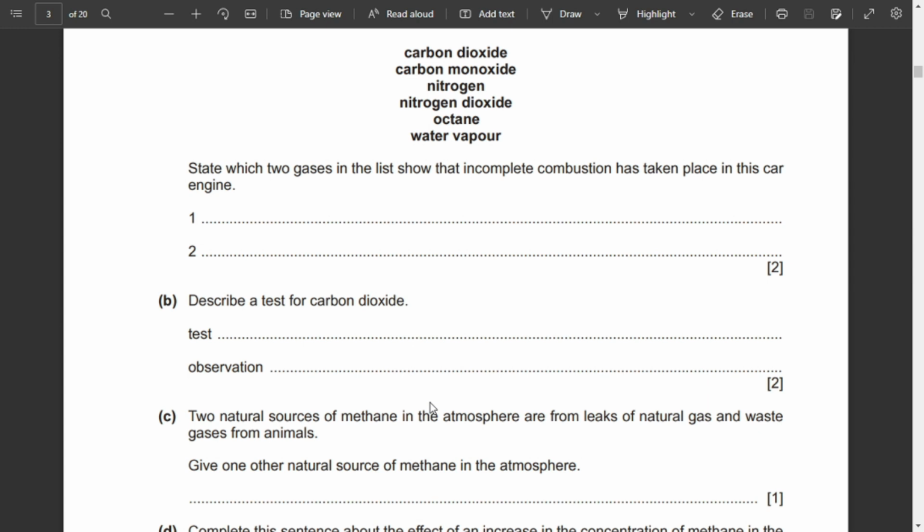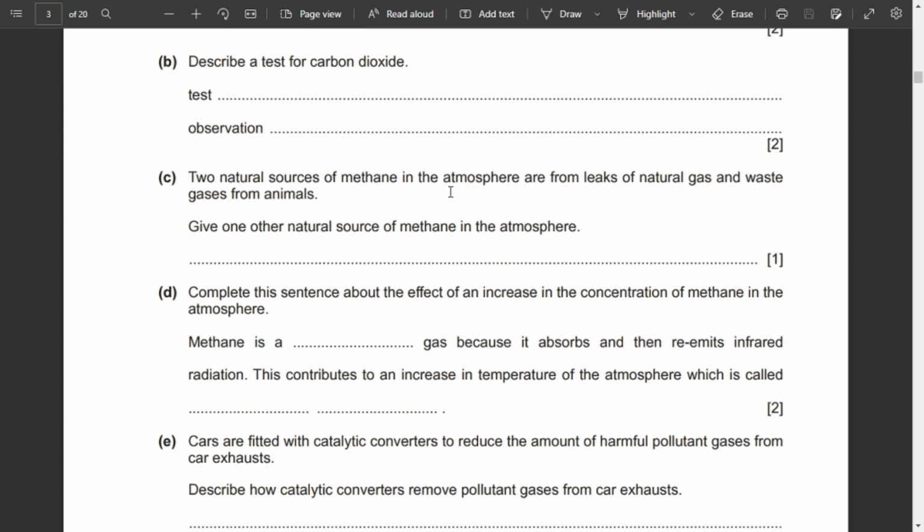Okay, so part C says two natural sources of methane in the atmosphere are from the leaks of natural gas and waste gases from animals. Give one other natural source of methane in the atmosphere. We can also discuss decomposition here, because when decomposition takes place, methane gas is produced.